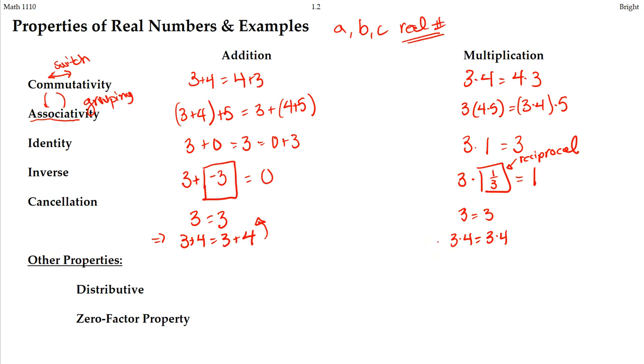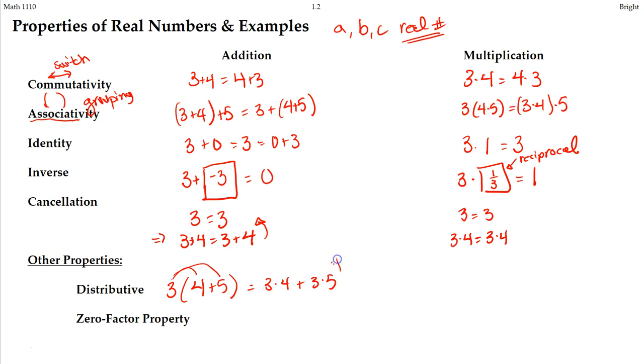All right, the distributive property is something like 3, and students like to confuse this, and I understand why. If we have 3 times the quantity of 4 plus 5, this does distribute as 3 times 4 plus 3 times 5. There's a whole big long reason why this is true, which we'll talk about in class.